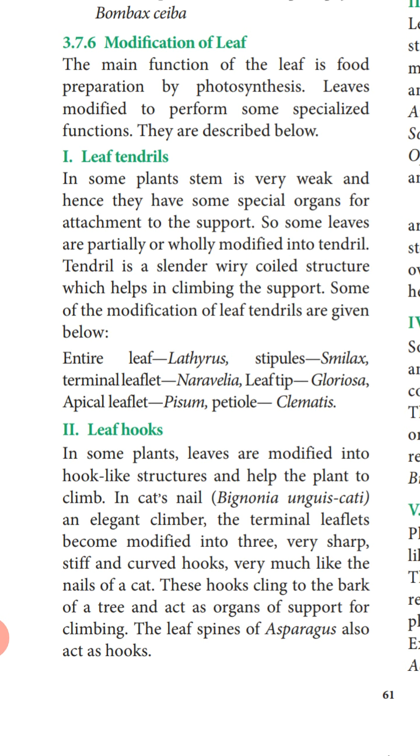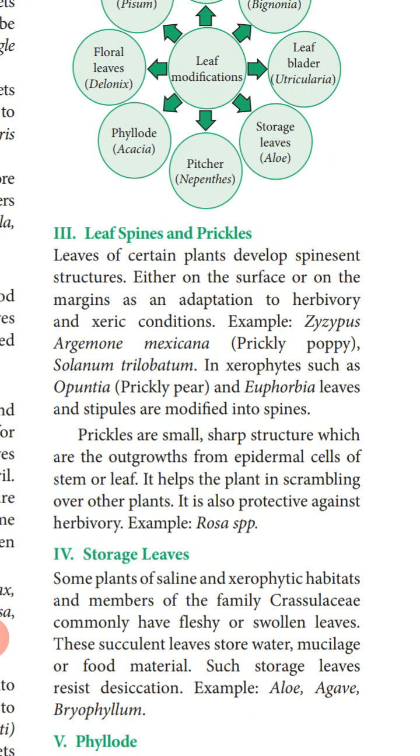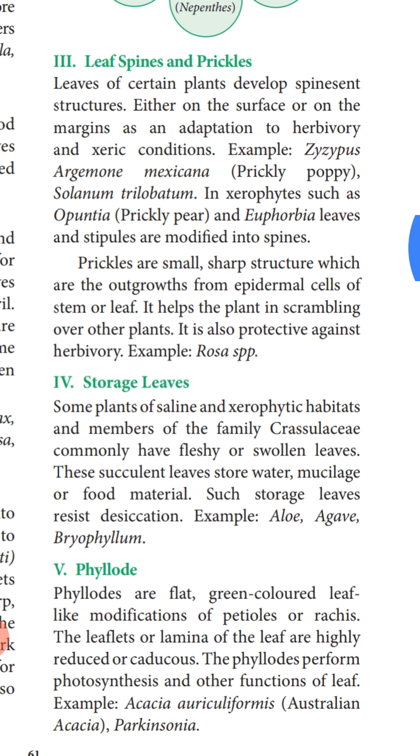So here in the Bignonia plant, the leaflet at the tip is modified into a claw-like, nail-like structure which holds the support and helps in climbing. These hooks cling to the bark of a tree and act as an organ of support for climbing. The leaf spines of asparagus also act as hooks. Leaf spines, the spines present on the leaves, are modified into hook-like structures that help in climbing.